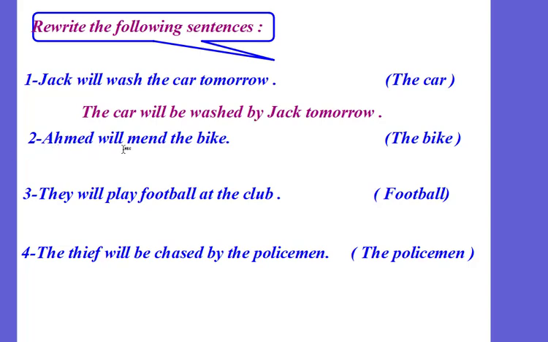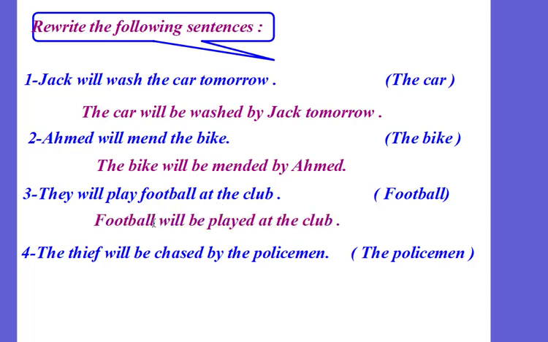Number 2, Ahmed will mend the bike. This is active and you will turn it into passive, so it will be the bike will be mended by Ahmed. The bike, this is the object, will be mended, the form of the passive in the future, by Ahmed or without by Ahmed. Number 3, they will play football at the club. We'll start using the football. Football is the object here, and it will be football will be played at the club.